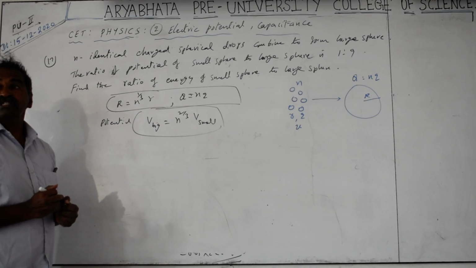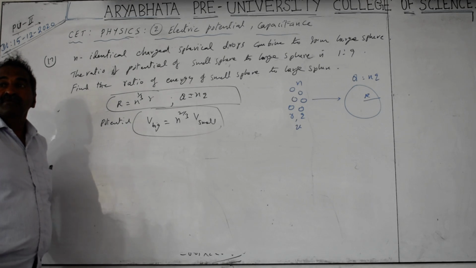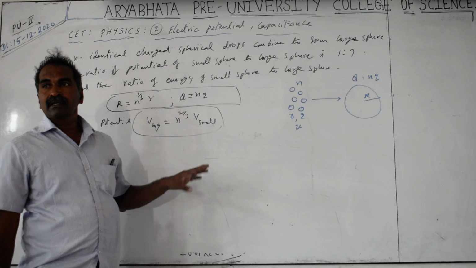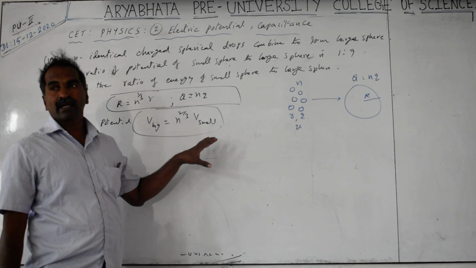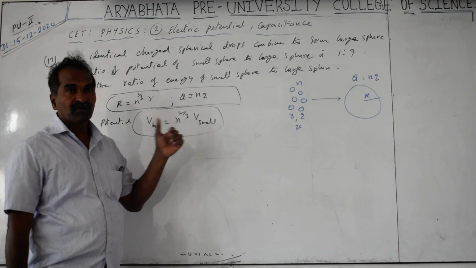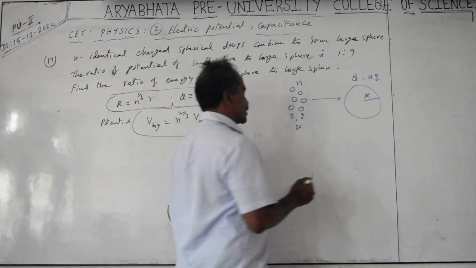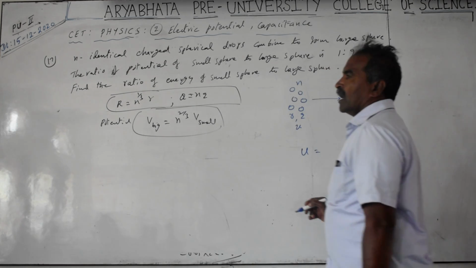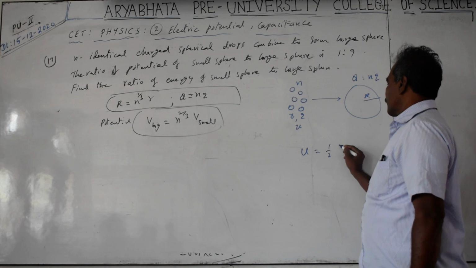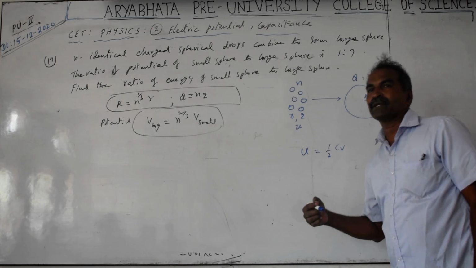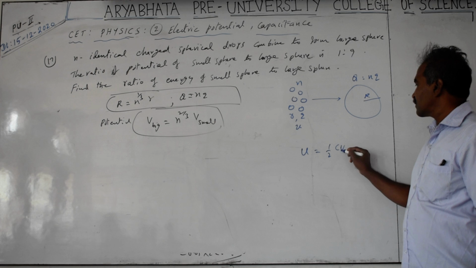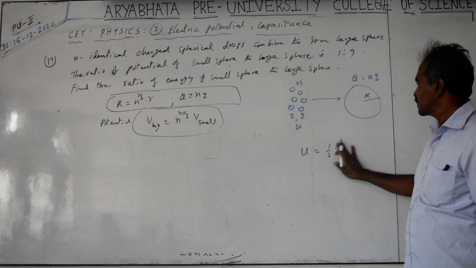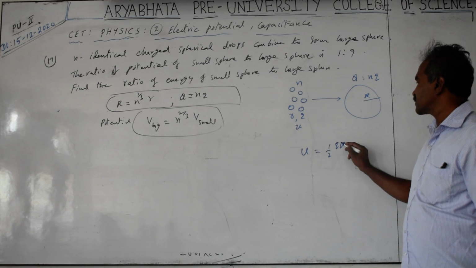Now we are asked about the surface energy, the energy on the surface of the sphere. The energy is equal to q square by 4π epsilon naught R, with a half coming in. Surface energy is equal to half CV, or half q square by C. In terms of potentials or charges, half QV can also be used.